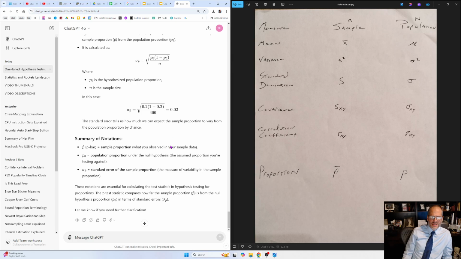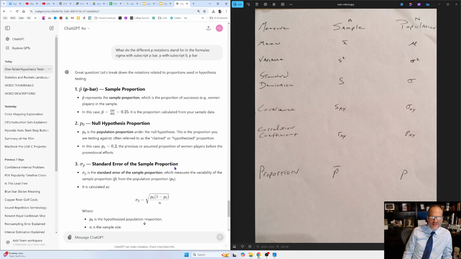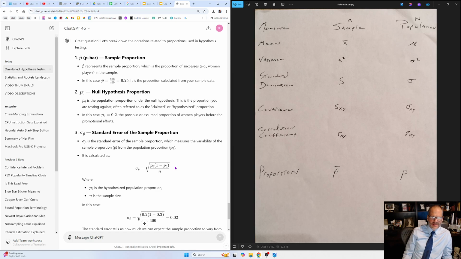I asked ChatGPT about these symbols, and this is what ChatGPT had to say. This is about that exact problem. We have p bar, which is the sample proportion. You can read through it right there. And then p with a subscript of 0 is the null hypothesis proportion, the population proportion under the null hypothesis. This is the proportion you're testing against, often referred to as the claimed or hypothesized proportion.